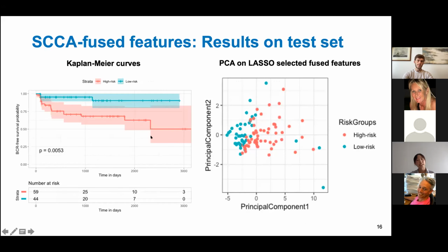In this figure, I'm showing you the Kaplan-Meier curves from the SCCA fused model. As you can see, there's a significant difference in the survival distribution. We also took the model selected fused features, did a PCA on them and visualized the first 2 components. We were able to see a decent separation between the predicted high versus low risk groups.